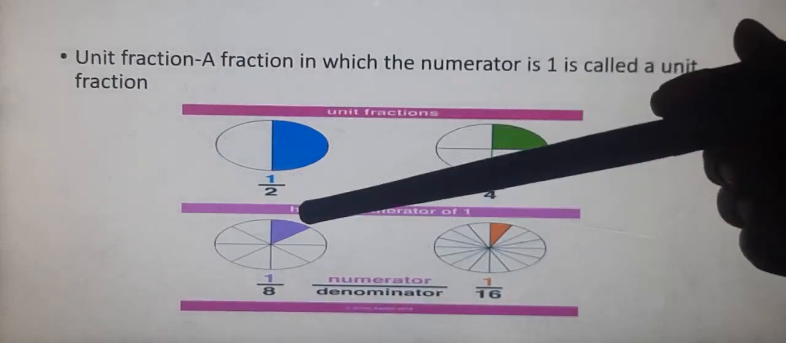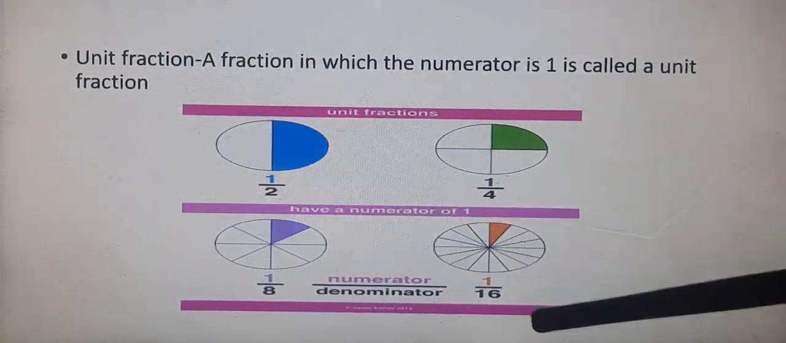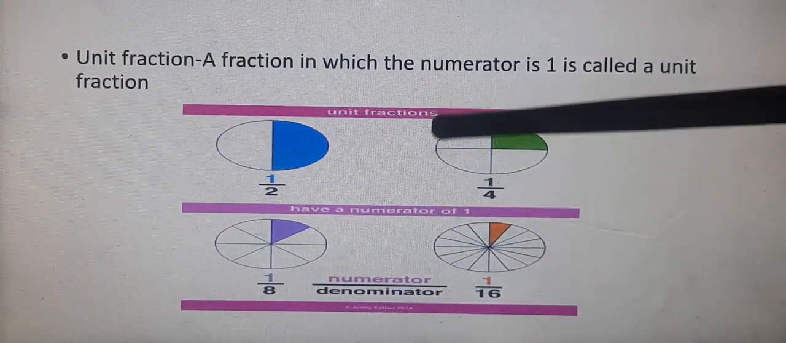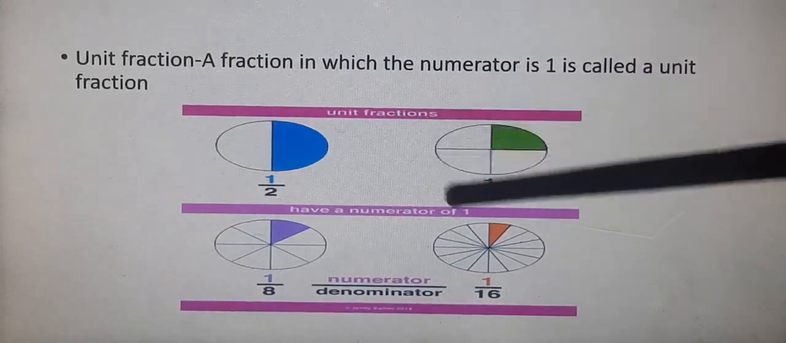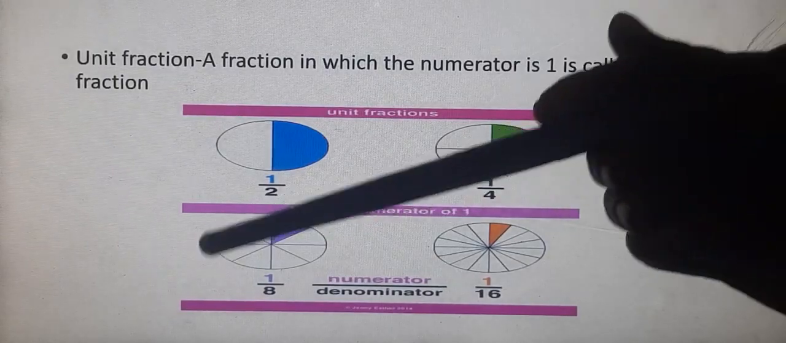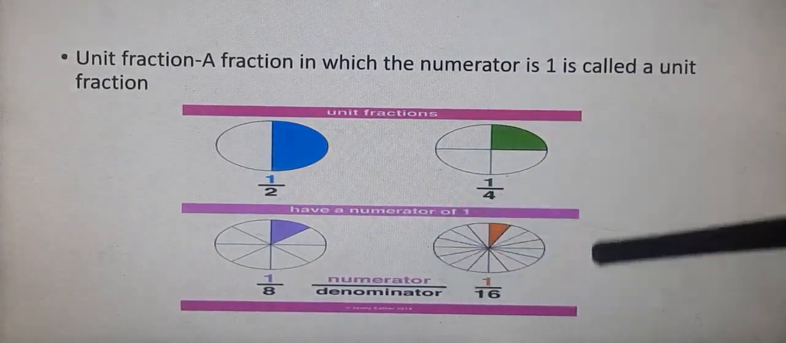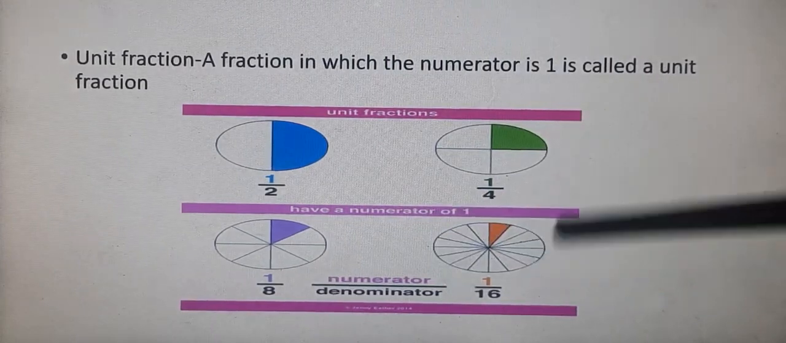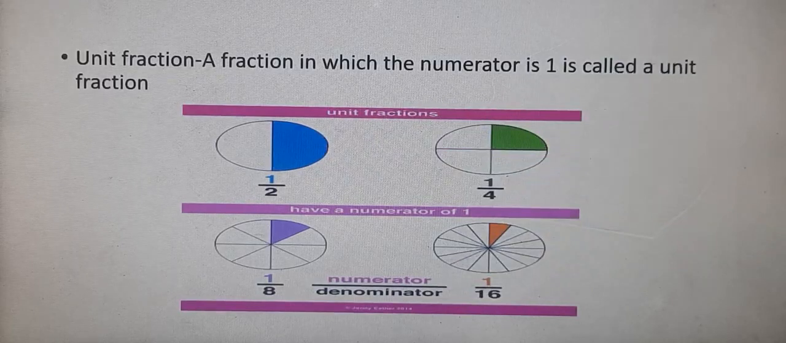So this example, 1 upon 2, 1 upon 4, 1 upon 8, 1 upon 16. What are these? A circle is divided into 2 equal parts, 1 part is shaded. Now it is divided into 4 equal parts, 1 part is shaded. It is divided into 8 equal parts and 1 is shaded. And now the circle is divided into 16 equal parts and 1 part is shaded. So numerator is always 1. So these are the examples of unit fraction.